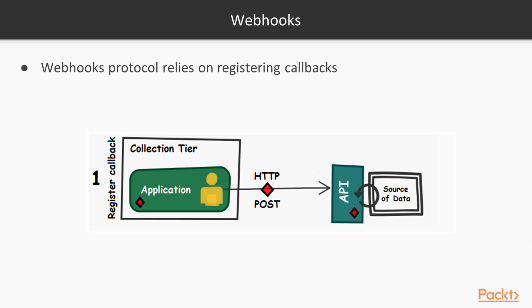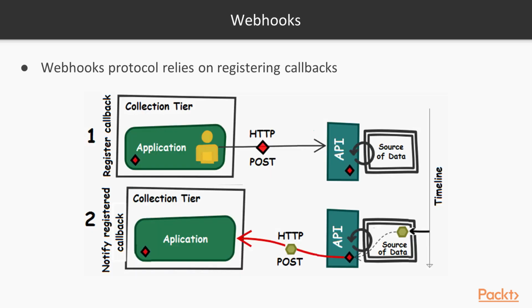In the first step, the collection tier sends a request to register the callback via HTTP POST. Sometimes this step is done manually by a user who will fill in the needed information on a website. In the second step, when new data arrives or some specific event takes place, the streaming API calls via HTTP POST all the registered callbacks.